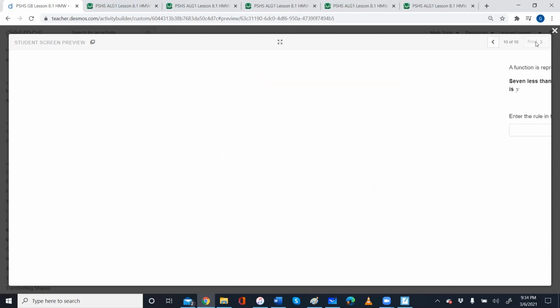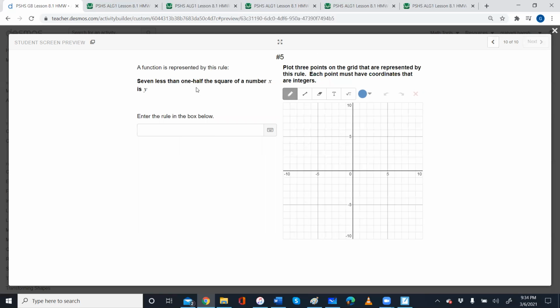And for the last one, question 10, find a rule for this one, type it in, very similar to what we did. You might have to look back at the very last example from lesson 8.1, part 2. And same thing, you're going to type in the graph and then you're just going to pick 3 points that actually lie on that graph.